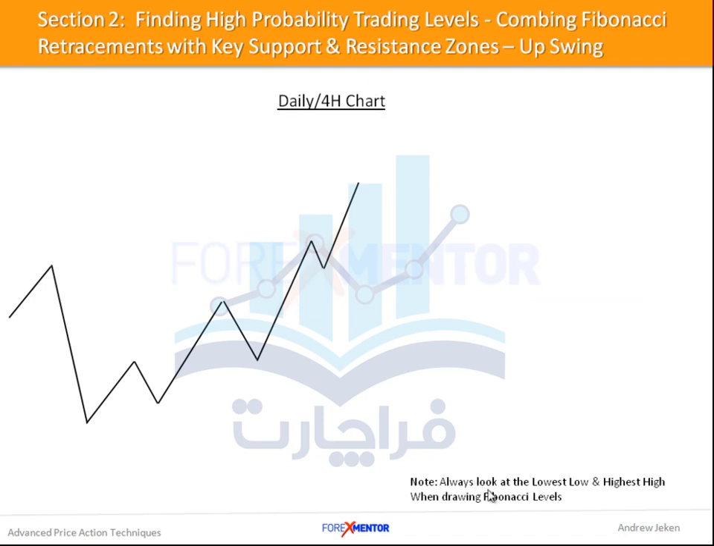and importantly, we're looking at the lowest low and the highest high when drawing Fibonacci levels. Very important. We're not looking at small levels or small swings. We're looking at the major swings on the daily and 4-hour chart. So first things first, let's identify the swing, lowest low, highest high. These are our major swing points as discussed in the first section on cycles.